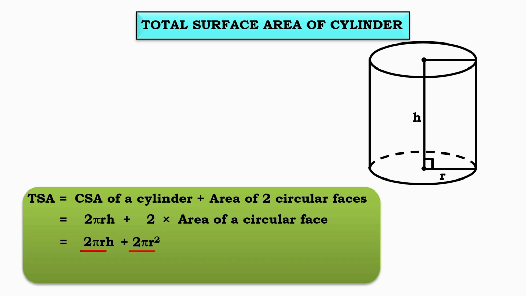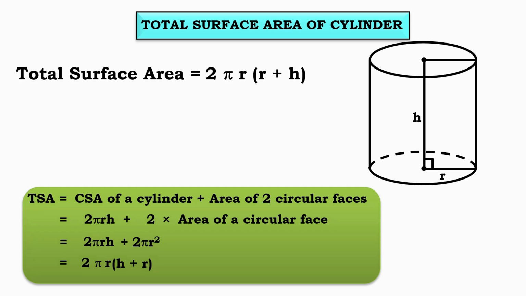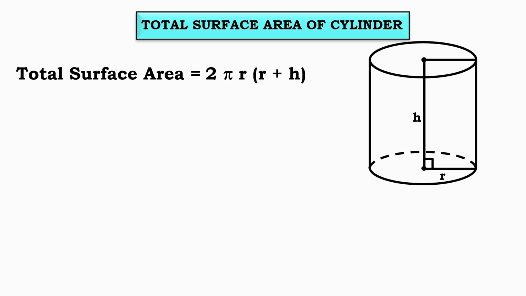So now if we take a look here, the 2 pi r we can take common from here. So it becomes 2 pi r, and then within the bracket we have h plus r. So that is the total surface area of any circular cylinder, right? So this is the formula for total surface area.